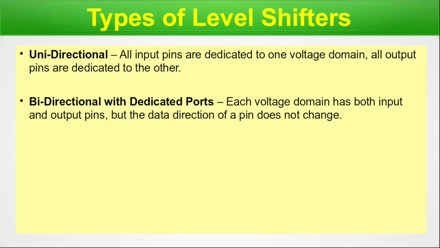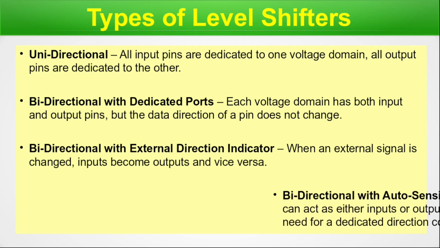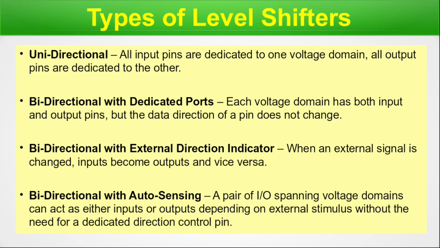Bidirectional with dedicated ports. Each voltage domain has both input and output pins, but the data direction of a pin does not change. Bidirectional with external direction indicator. When an external signal is changed, the input becomes output and vice versa. Bidirectional with auto sensing. A pair of input-output pins spanning voltage domains can act as either input or output depending on external stimulus, without the need of a dedicated direction control pin.